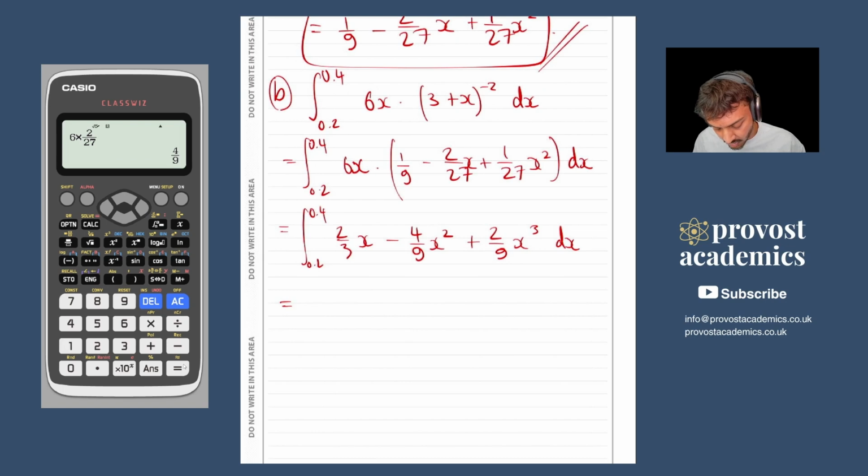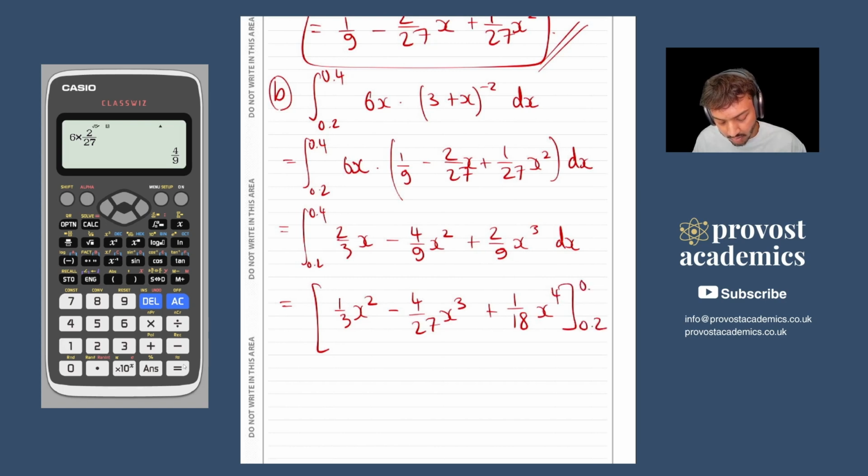And at this point we'll just integrate, so add 1 to the power, divide by the new power, so we get 1/3 x squared here, plus or minus, so we'll divide by 3. So if we divide by 3, we're looking at 4 over 27 x cubed, plus now we're going to divide by 4, so that's going to give me 36. So that's going to give me 1 over 18 x to the power of 4 if I simplify this.